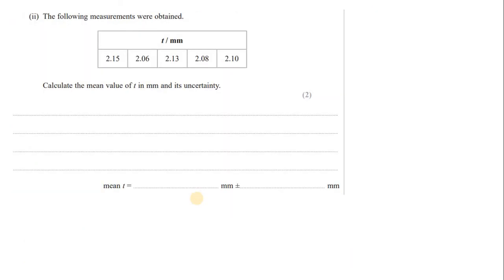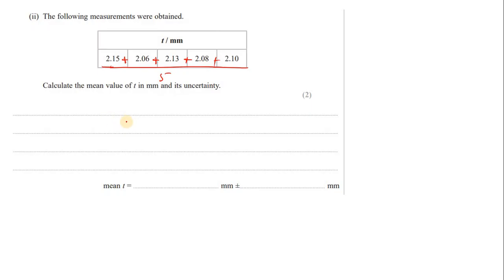The following measurements were obtained. This is thickness T, 2.15, 2.06 and so on. Calculate the mean value of T in millimeter and its uncertainty. Mean value of T, we are given a data set. Mean value is we add them together and divide by 5. So you add them together, 2.15 plus 2.06 plus 2.13 plus 2.08, and then divide by 5. All numbers are close to each other, so we don't need to ignore any anomalous result. All are okay, divided by 5.